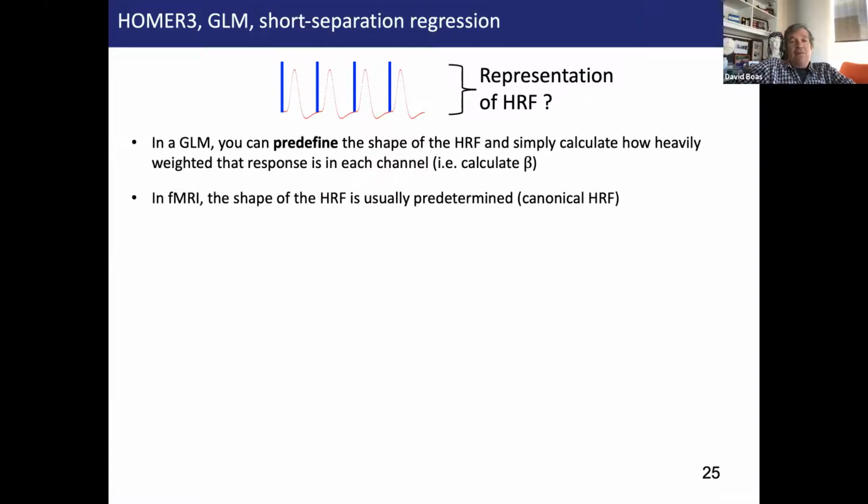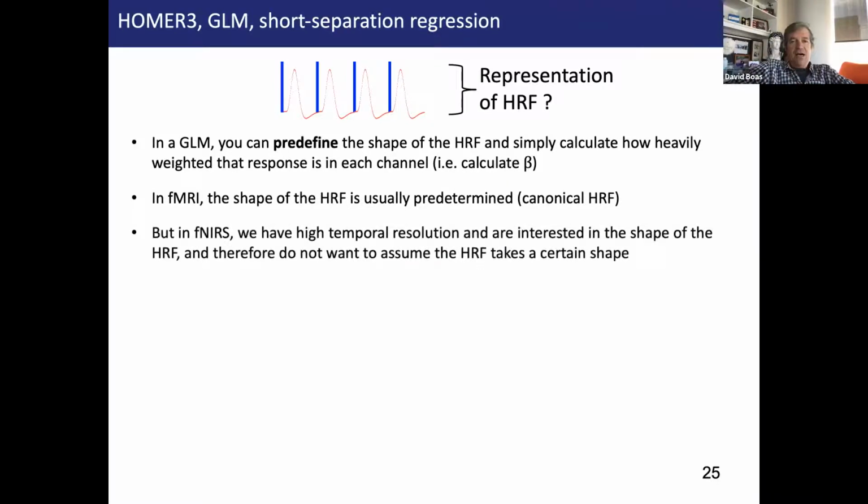So in fMRI, the shape of the HRF is predetermined. They call it the canonical hemodynamic response. With fNIRS, we have a higher temporal resolution, so we can actually estimate the shape of the HRF from our data itself, and that's something we've always done ourselves.